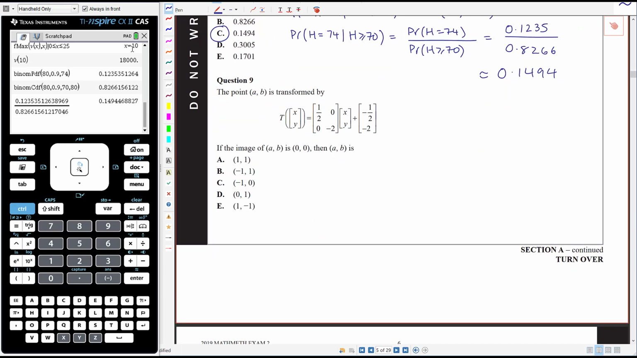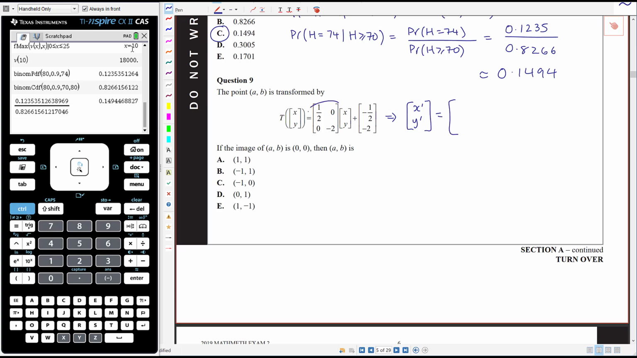Okay, question 9. Point AB is transformed by these transformations. If the image of AB is 0, 0, then AB is. Okay, so if we multiply out this matrix equation, Txy means the transformed version of x and y. So I always call that x dash and y dash, the image of x and the image of y.